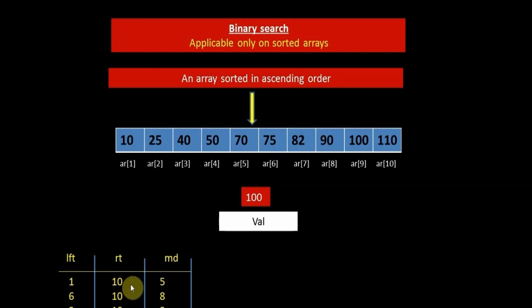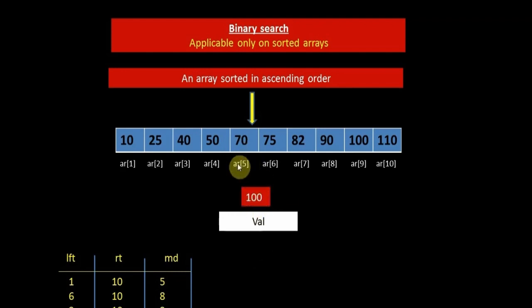And we are interested only in getting the integer part because subscripts are never in decimals. That means 1.5, 6.2 or something, there are no such subscripts. They are always in the form of integers. So 1 plus 10 divided by 2, that will give you the integer value 5. Okay. Now to start with, 100 is the value to be searched.